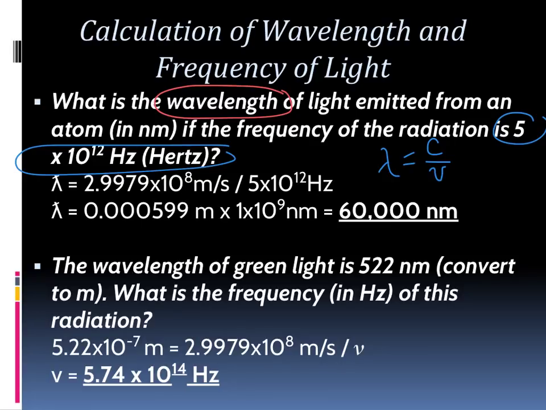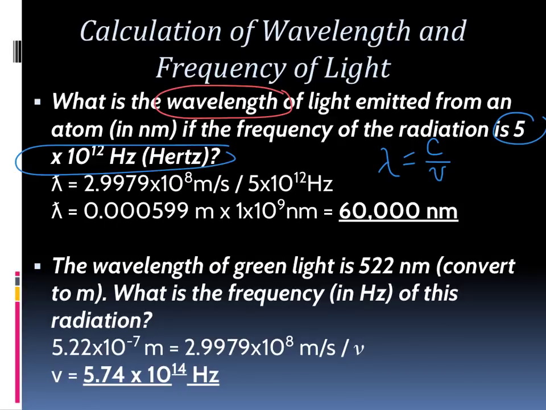The speed of light in a vacuum is C. The frequency is 5 times 10 to the 12th hertz. Plug that in, calculate, I get 0.000599 meters. Question asks for nanometers, so I need to do the conversion, multiply it by 1 times 10 to the 9th, which is a billion basically, and I get a value of 60,000 nanometers.